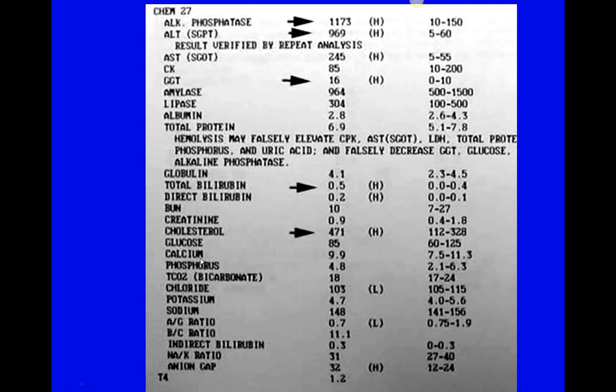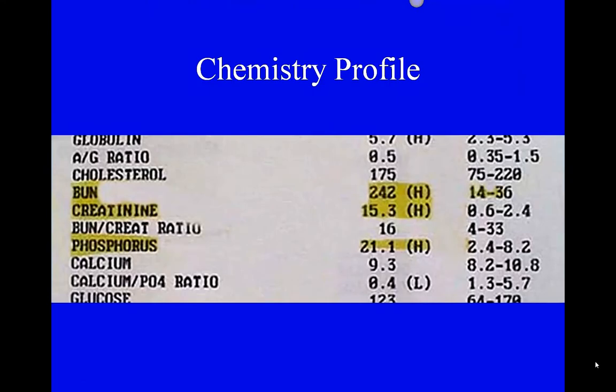All right, so we know that this person's got something going on with their liver that appears to be acute, and I'm going to say that because this is pretty elevated, and we don't have involvement of the protein yet. We do have some involvement with the bilirubin. Here's another chemistry profile, and let's look at this one.